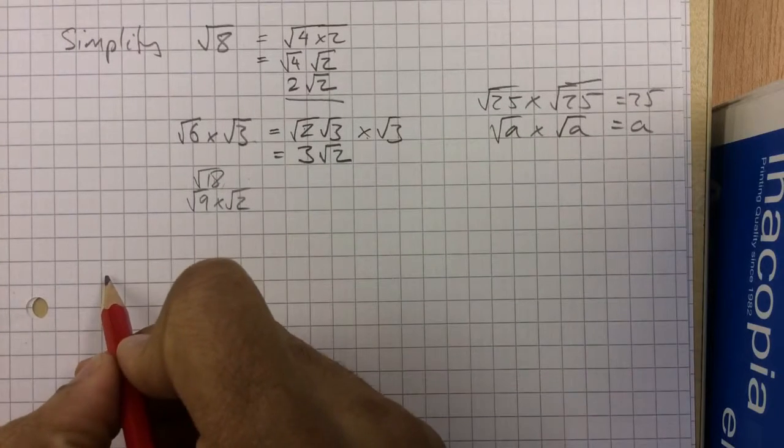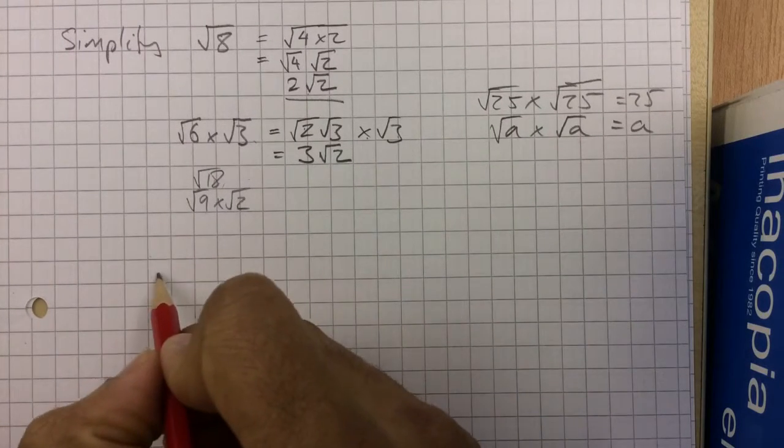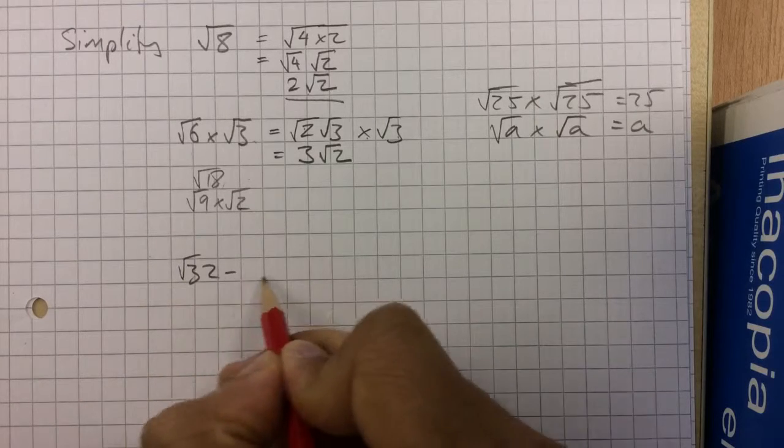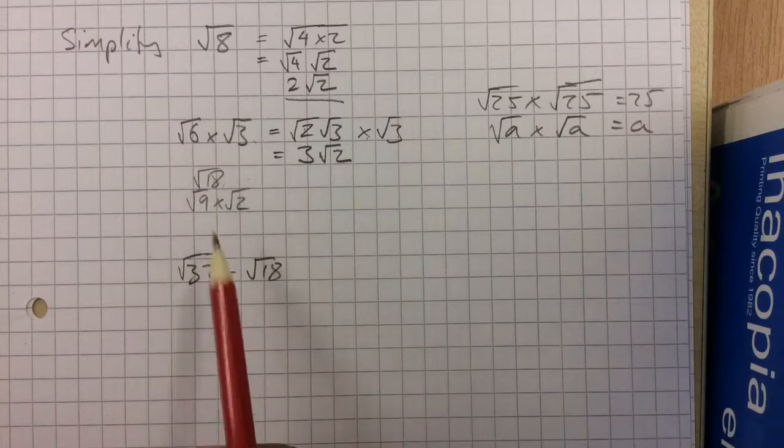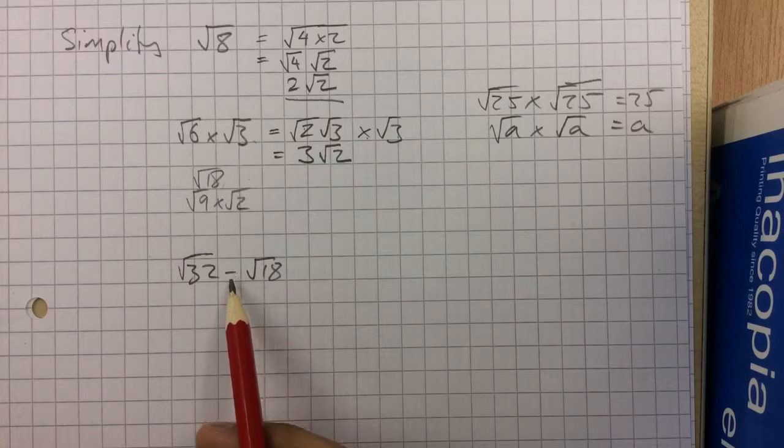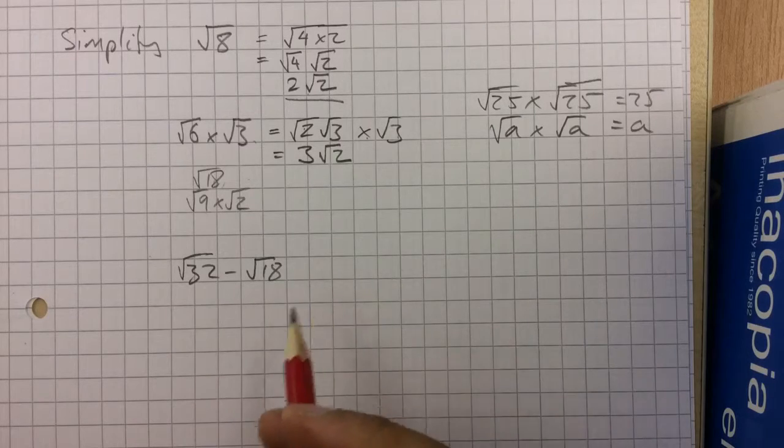Okay, so root 32 minus root 18. Now, the difference between this and previous ones is simply that we've got a minus sign here. So we're going to have to factorize at some point.